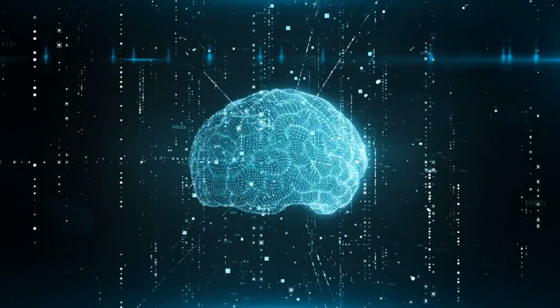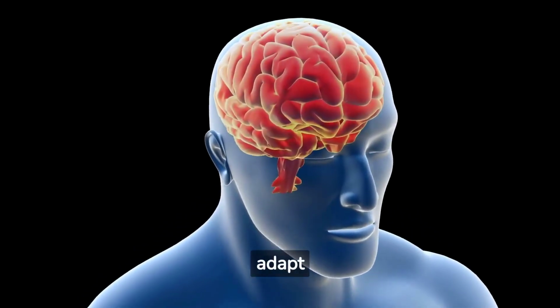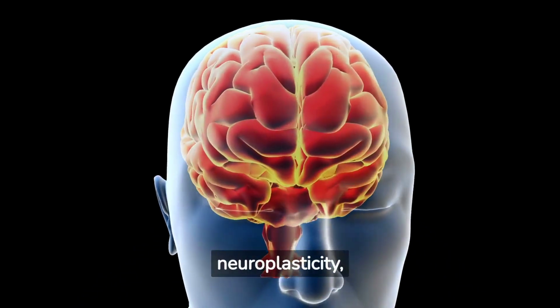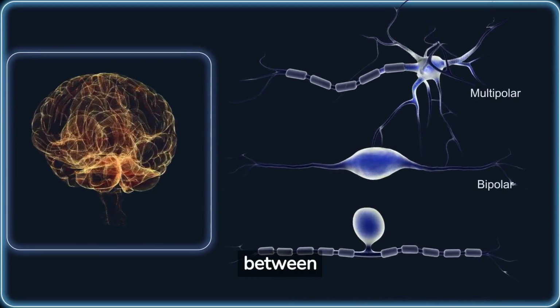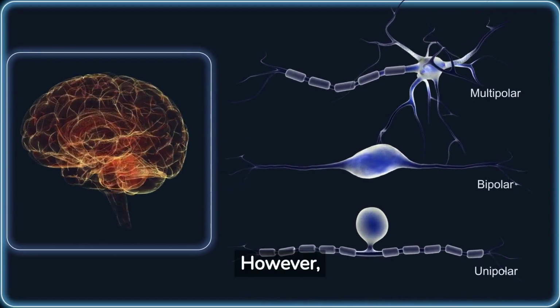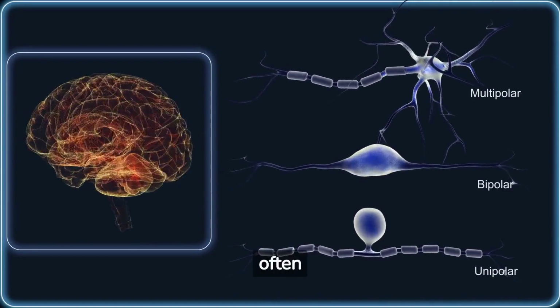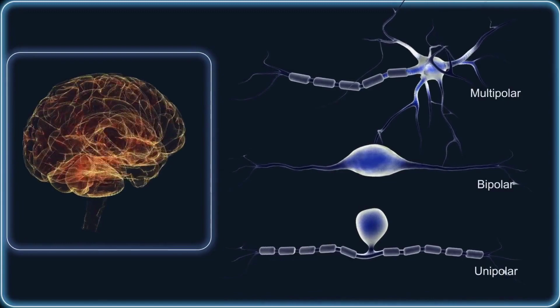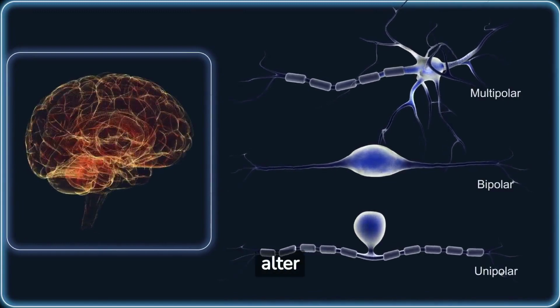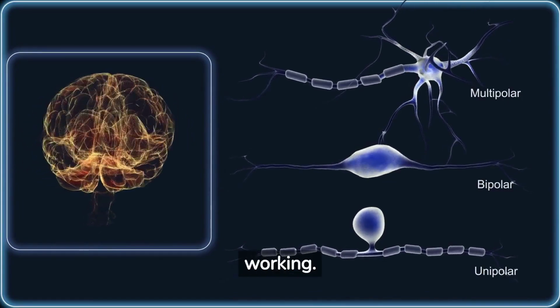Our brain's incredible ability to adapt and change, known as neuroplasticity, plays a crucial role in forming and modifying connections between neurons. However, individuals with BPD often have connections that were established early on and are exceptionally strong. This makes it challenging to alter them as these strategies stop working.